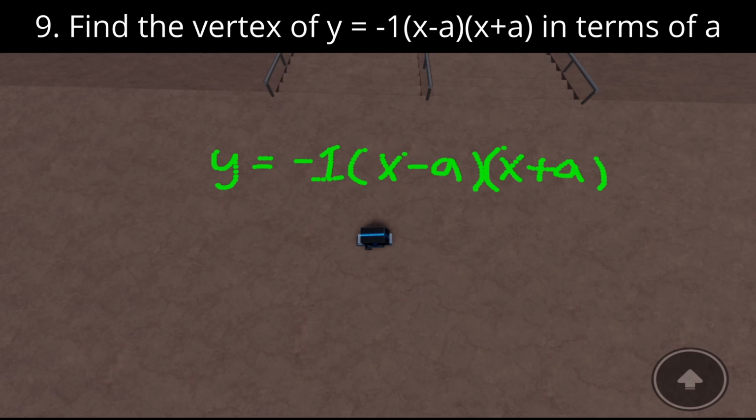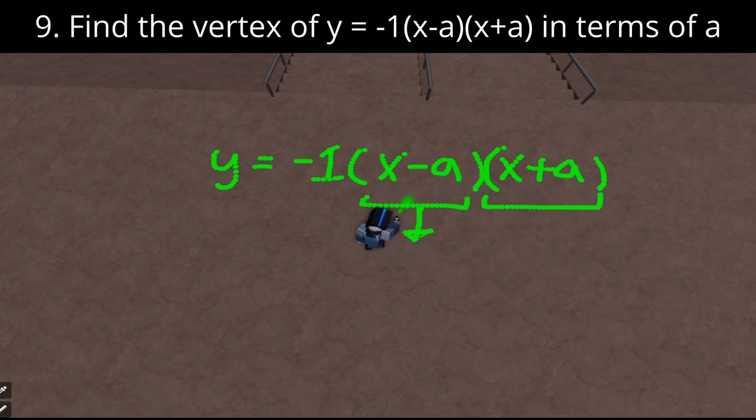In this final problem, we need to find the vertex of the equation y equals minus 1 times x minus a times x plus a, and express that vertex in terms of a. Because this is in intercept form, you know that is an intercept form because it has been factored. Let's find the intercepts first. The intercepts are just found by taking the number inside the parentheses and flipping them.